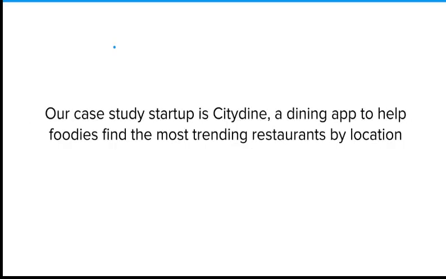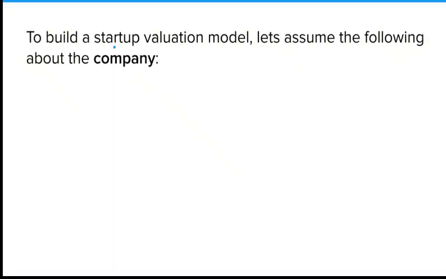So for our case study startup, we're going to look at CityDine. It's a dining app to help foodies find the most trending restaurants by location. So in order to run a venture capital method valuation, we actually have to make a few assumptions about the company and the investor. So let's look at those about the company.